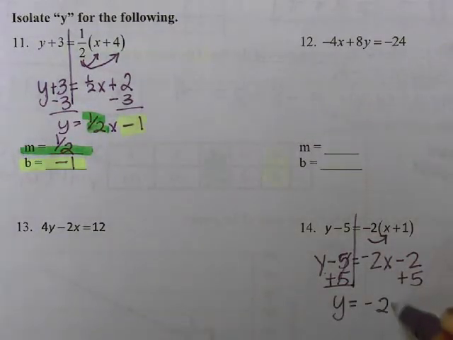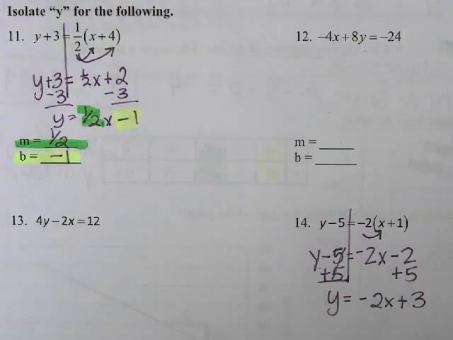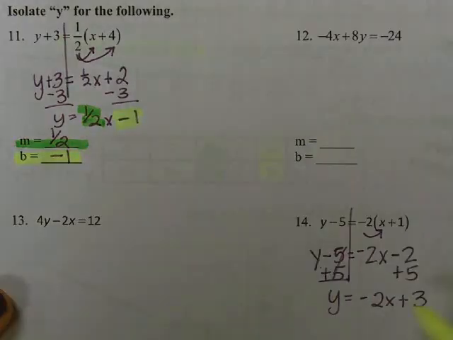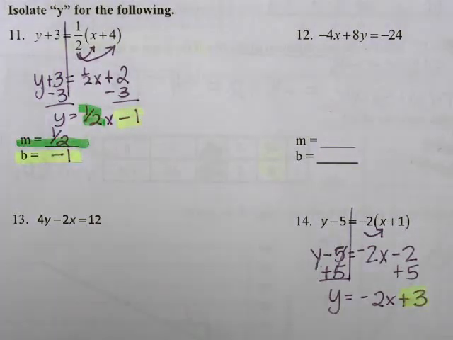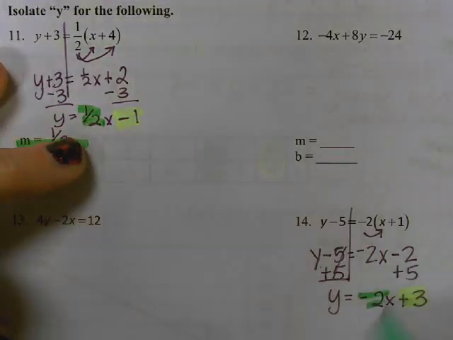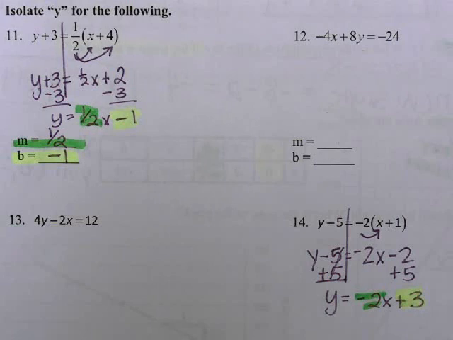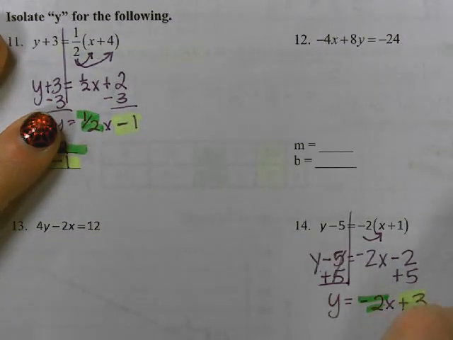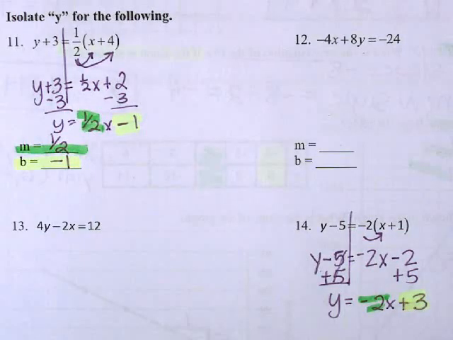So y equals -2x plus 3. Remember, the b is the number that you add at the end, and the m is the number next to x. So -2 and 3. Okay?